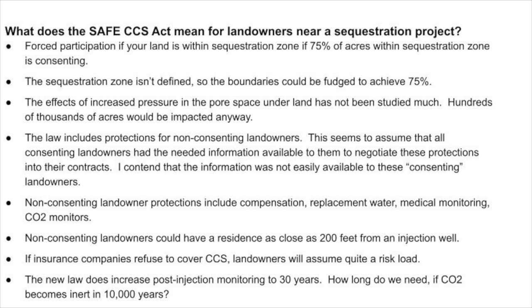Also, here's a really bad piece of what they call landowner protections. A non-consenting landowner could have a residence as close as 200 feet from an injection well. And that is the standard for when they use eminent domain, essentially, and consolidate oil and gas and force people to participate. And so they put that same setback distance in these.